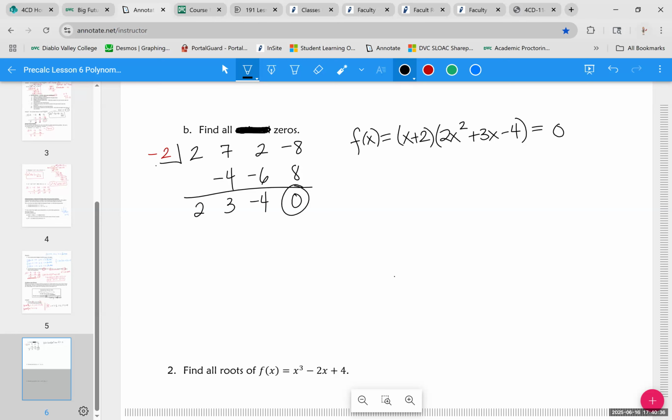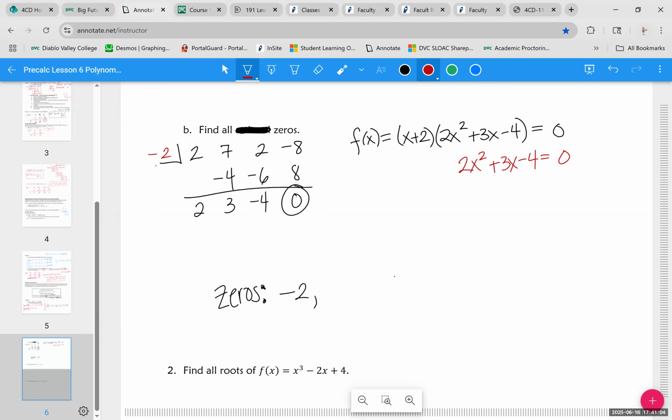So I have my list of all the possible ones. I've gotten this down to x plus 2. So I know that my zeros, if I'm going to just give myself a place to write the answer, the first one's going to be -2. And then I'm not sure what else there might be. I now need to work on solving this equation. 2x squared plus 3x minus 4 equals 0.